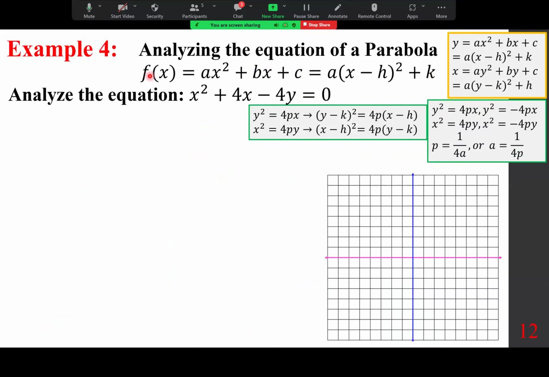Analyzing the equation of a parabola, where f of x equals ax squared plus bx plus c, or a times x minus h quantity squared plus k. Analyze this equation: x squared plus 4x minus 4y equals 0. To analyze a parabola, the very first thing to come up with is the vertex. And there are various ways of approaching that. But in any event, we are going to put these two together.